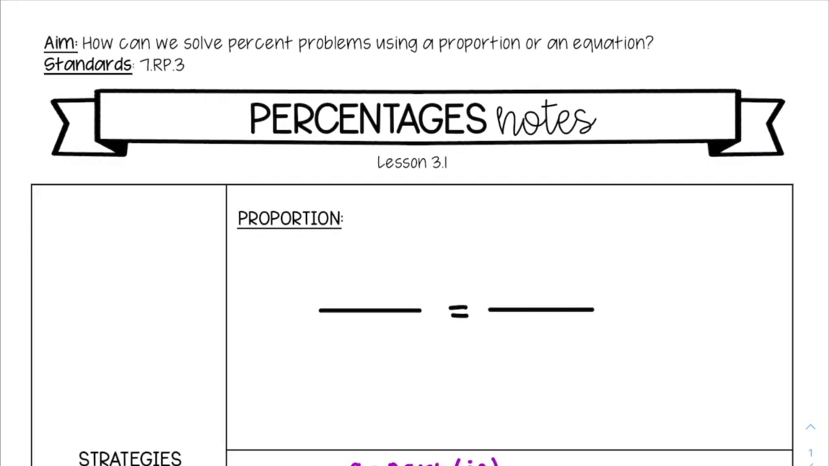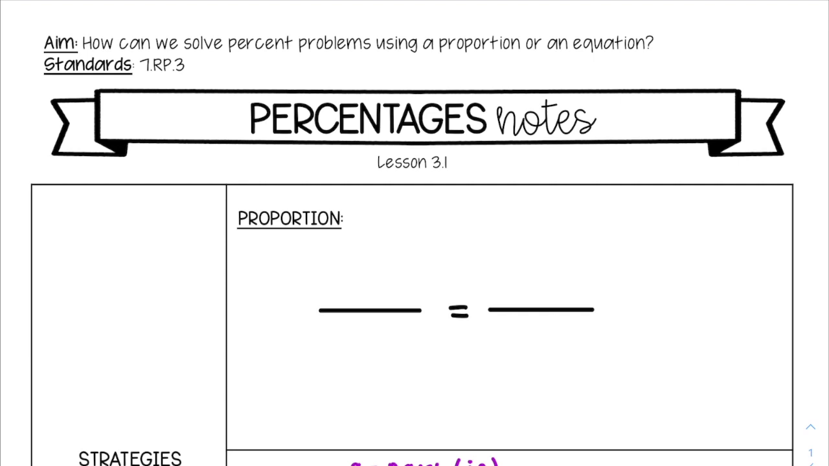So welcome back. We are on Unit 3, which is all about percentages and percent applications. Today, we are going to be talking about Lesson 1. Your aim for today is going to be how can we solve percent problems using a proportion or an equation? And you're going to see throughout the unit, we're going to interchange using proportions and equations to solve these problems that we're faced with. And majority of these problems are going to be real world situations. So let's get into the lesson.